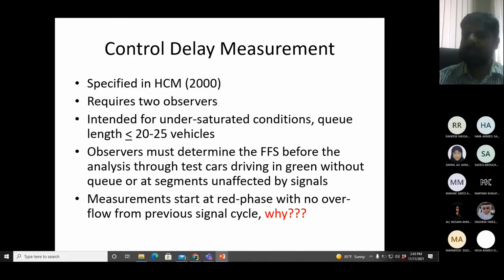Find a spot which is not affected by the signal or the intersection. There is no effect of the intersection on a car which is in that spot. This is one way of finding out the free flow speed. Another way is to only measure the speed of the vehicles which are coming to the intersection and crossing it during green time.